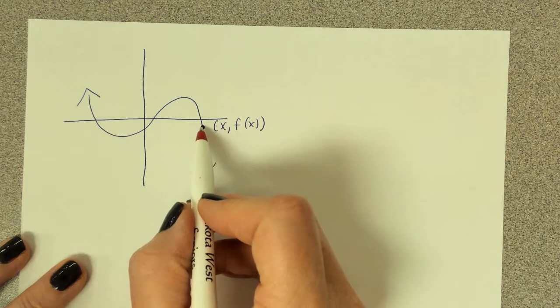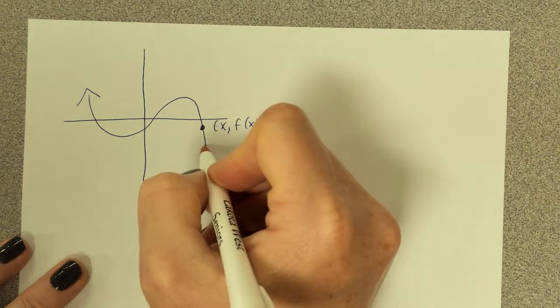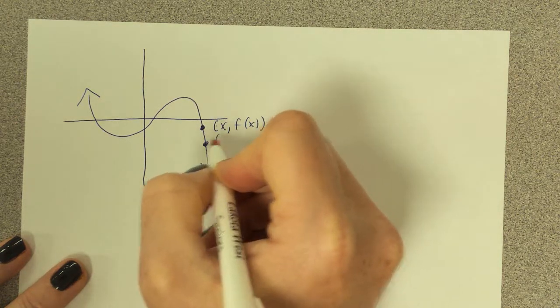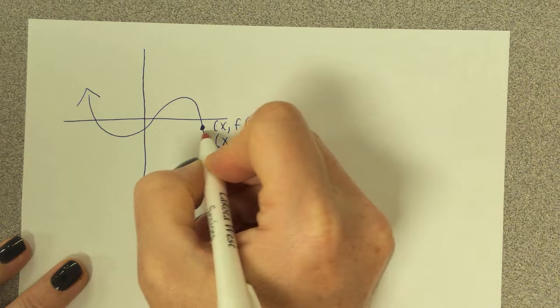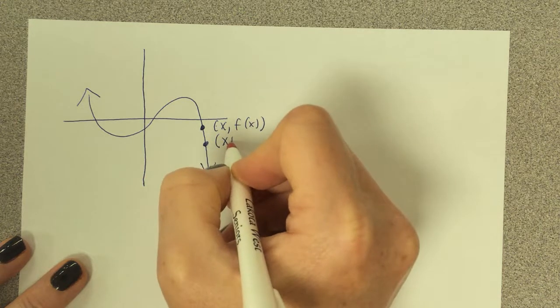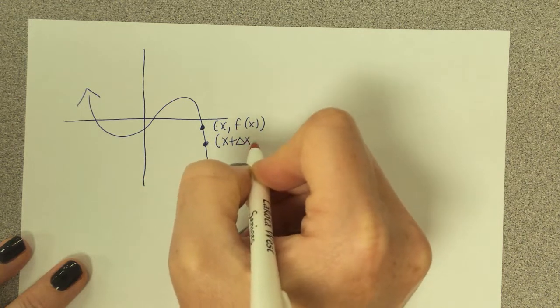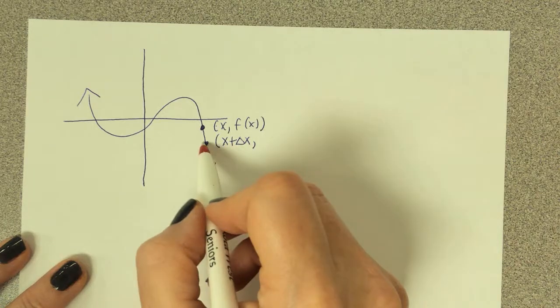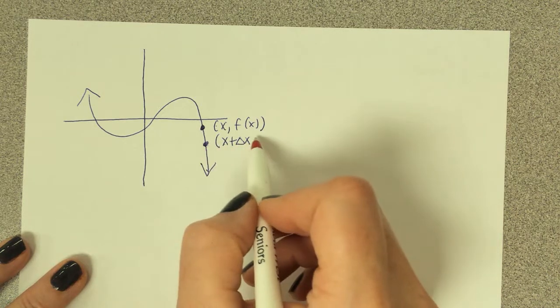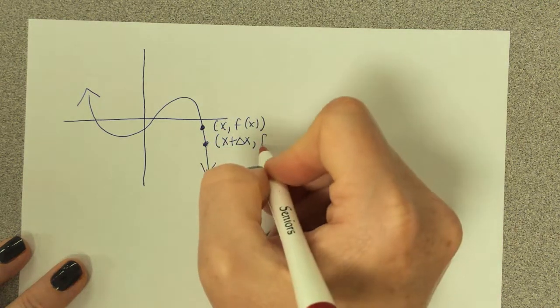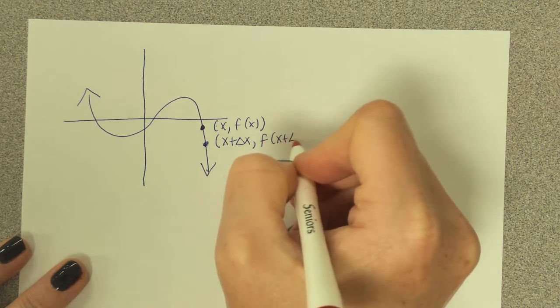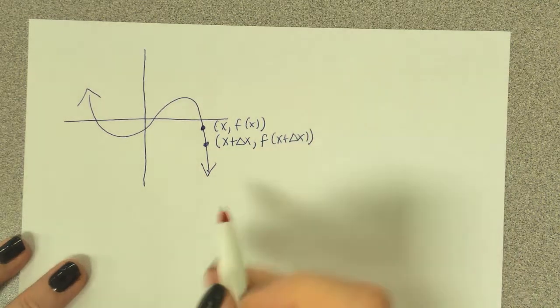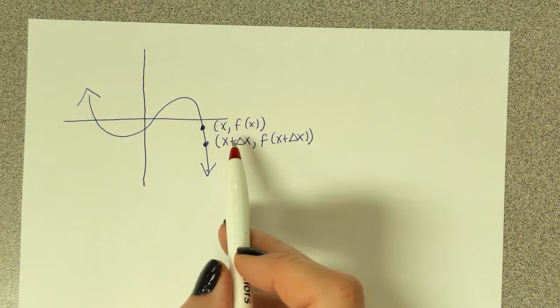So if I want to find the slope right here, well, I really have to have 2 points. So I'm now going to look at this point. This point is x, but it's a little bit further over. So I have to call it x plus delta x. Well, if I call this point x plus delta x, the y value is going to be f of x plus delta x. So I'm really starting with these 2 points.